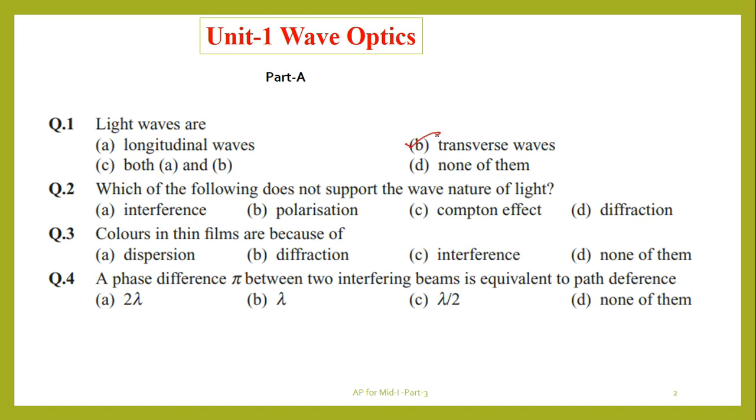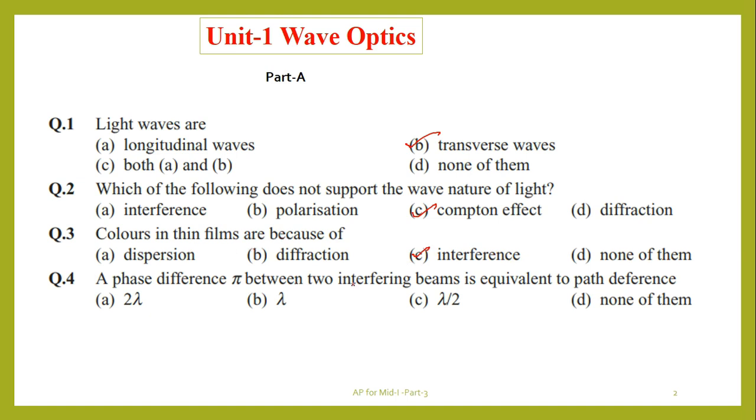Light waves are transverse waves. Second one, which one of the following does not support the wave nature of the light? So in this, interference, polarization and diffraction support the wave nature of the light, and the Compton effect won't support the wave nature of the light. Now colors in thin films are because of dispersion, diffraction, interference, none of these. Interference is the reason for the colors of the thin films.